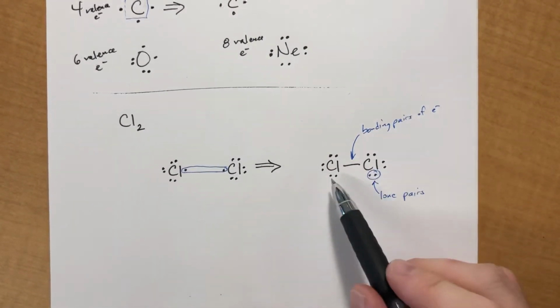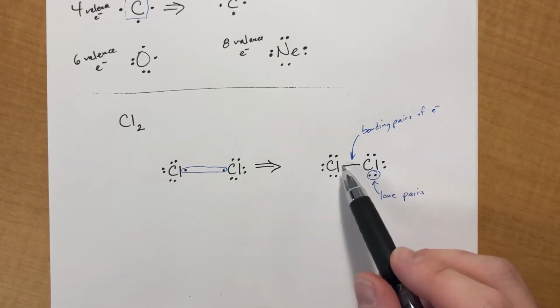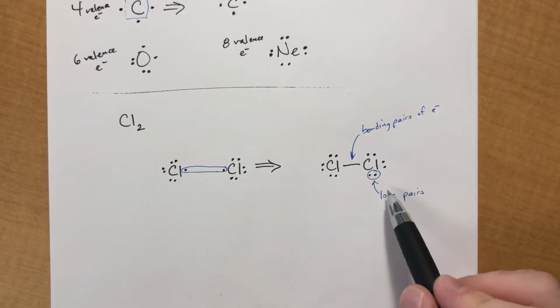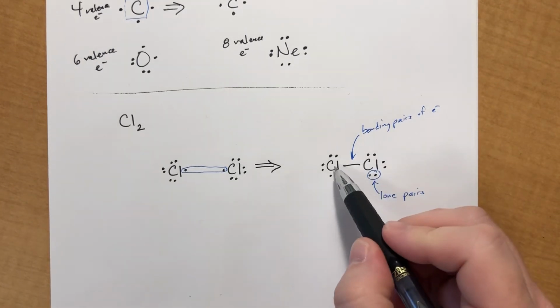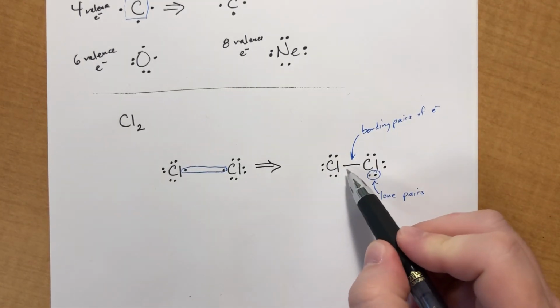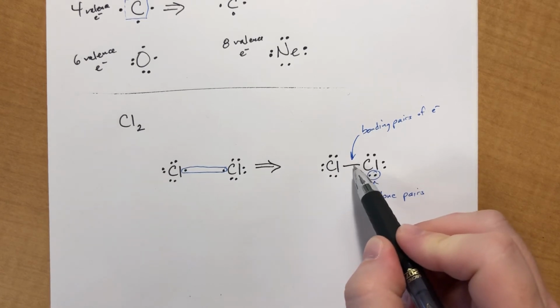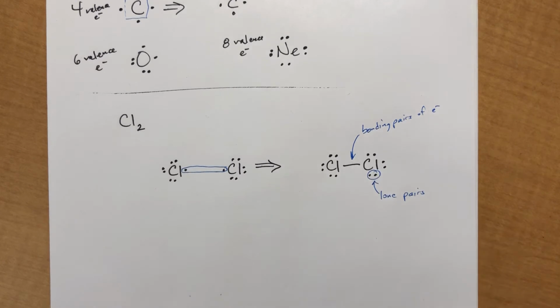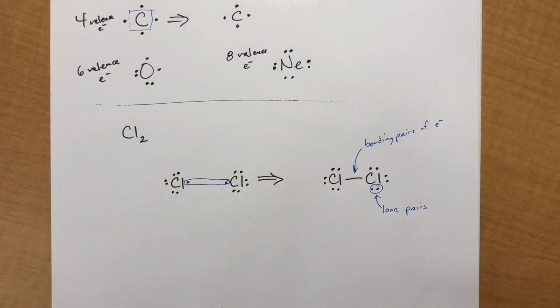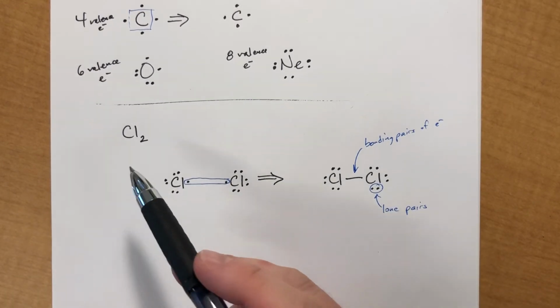Bonding pairs count towards the total number of electrons for each of the atoms connected to it. These ones only count towards the 1 atom that they're connected to. So this chlorine has 2, 4, 6, and then this bond counts as 2 more, so that's 8. This chlorine has 2, 4, 6, 8. So they both have their octet, they're happy. This is why chlorine is diatomic.